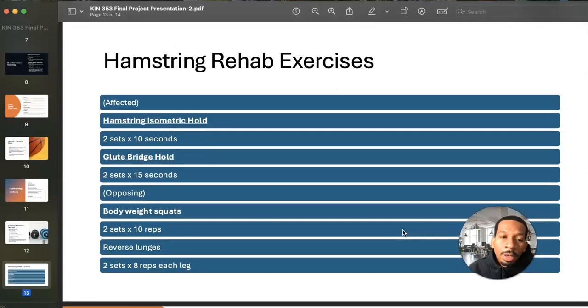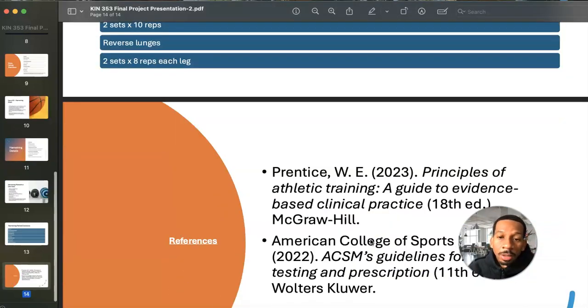And so for hamstring rehab exercises for the affected area, we'll focus on hamstring isometric holds, 2 sets for 10 seconds, glute bridge holds, 2 sets for 15 seconds. For the opposing, we'll focus on bodyweight squats, 2 sets for 10 reps. And we'll also focus on reverse lunges, 2 sets, 8 reps for each leg.